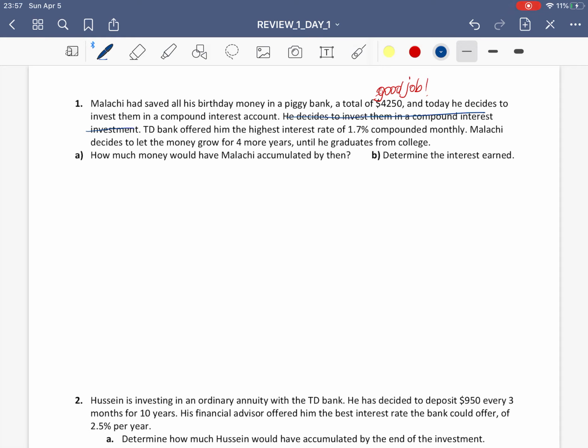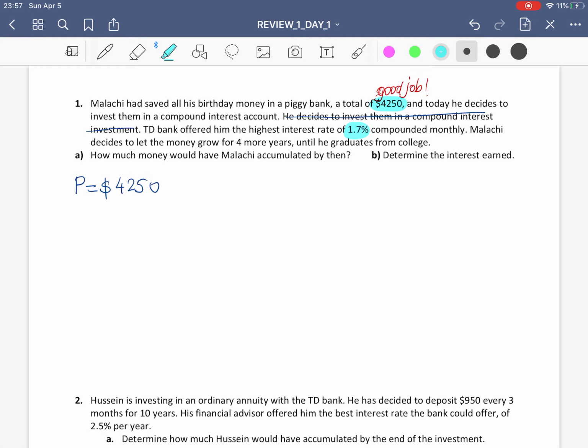Now I'm going to read the problem a second time. Now my focus will be on articulating all these numbers given and trying to interpret the meaning of every one of them. So it seems that this would be the amount of money he can invest, $4,250. So we're going to call this, as you've probably guessed, the principal amount, $4,250.